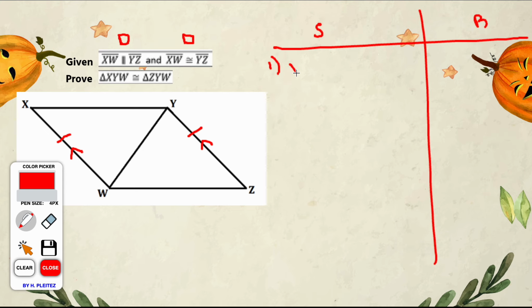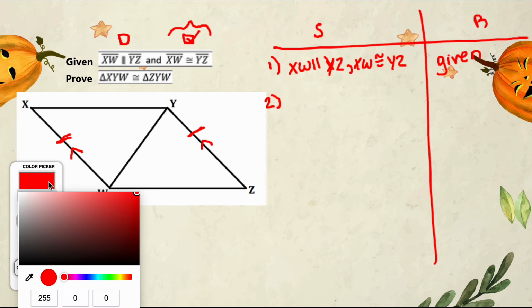So first things first, we want to write our givens. XW is parallel to YZ, and XW is congruent to YZ, which is given. Now, I can't make any more conclusions from this one. There are no definitions there or anything, so I'm just going to go ahead and check that off because I've labeled it, and that's really all that I can do with it. However, for my other given, I can make some conclusions.